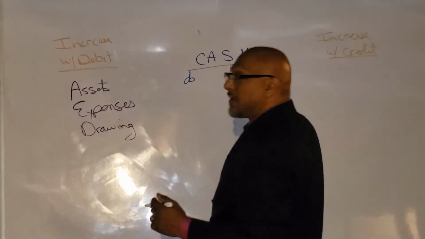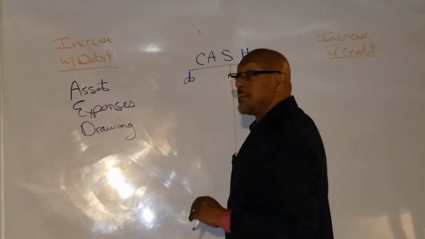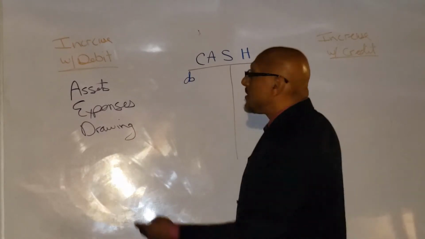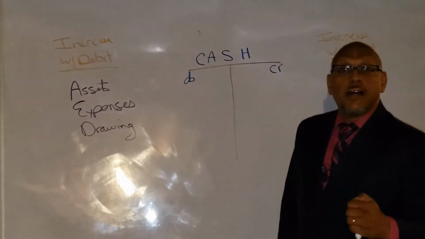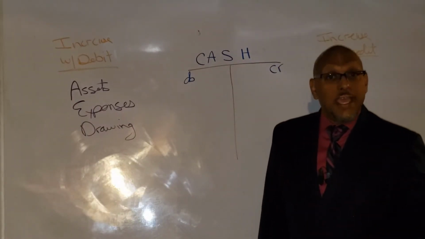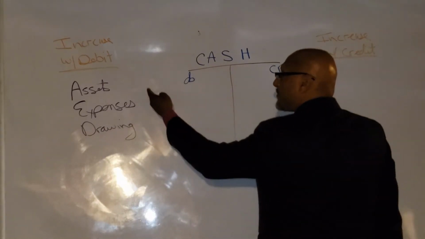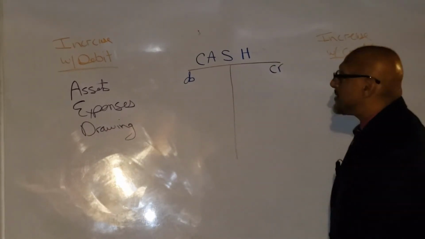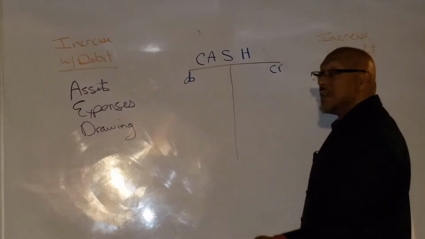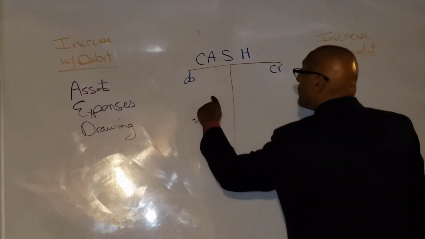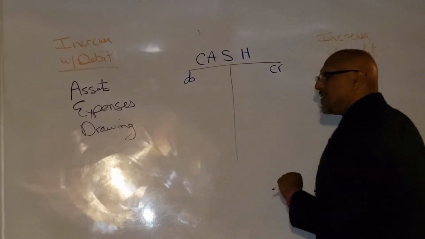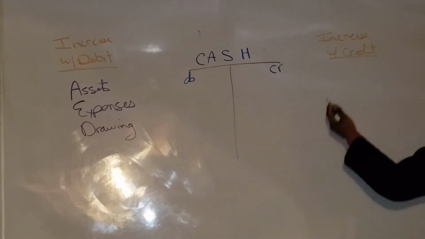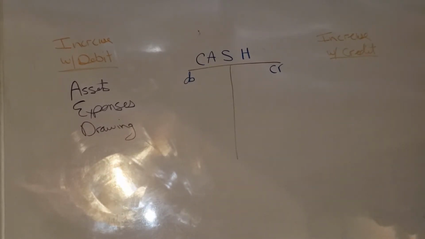All these and the subcategories, as I mentioned, cash, receivables, expenses like SG&A, cost of goods sold, those types of expenses, every one of them will be increased on the debit side. So any increase to the account will be written on the left. What accounts are increased with credits?